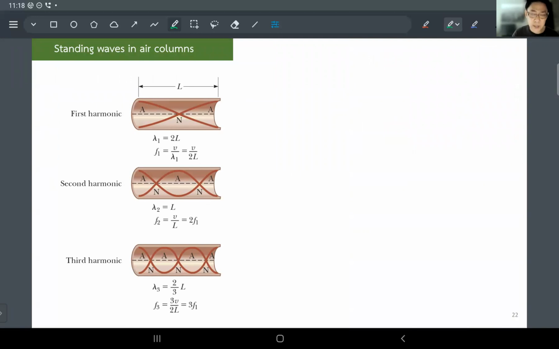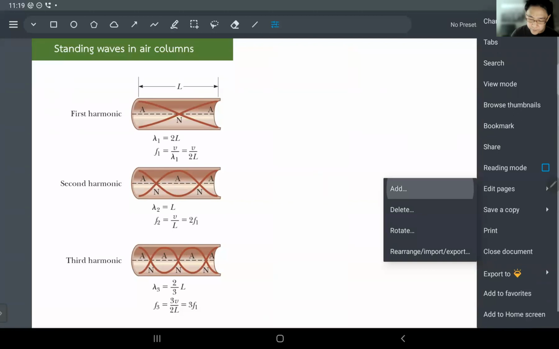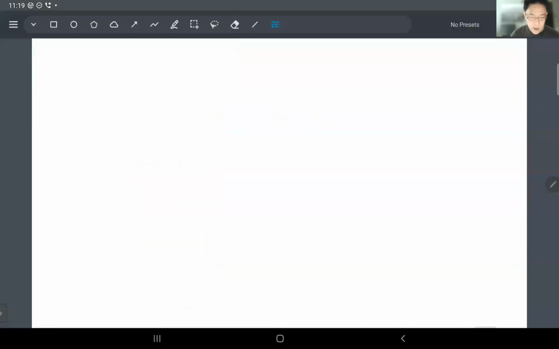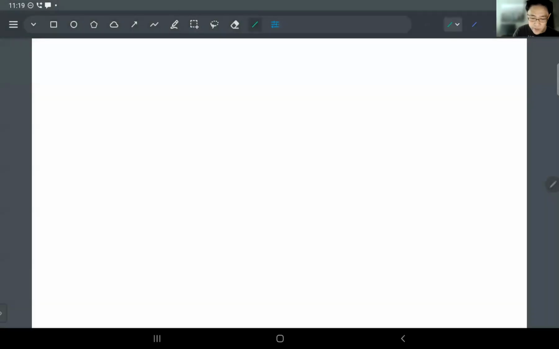This is particularly about sound. Sounds work really well, but to be able to understand this one, it's probably nice to have a bit of a flashback. So what I'm going to do is add a page, and let's talk about simple waves on a string. Why not? All right, so let me draw this one for you.